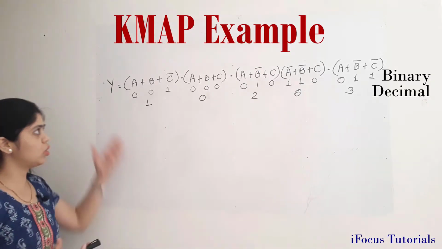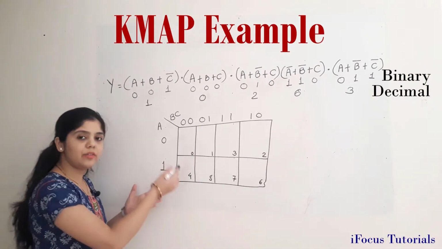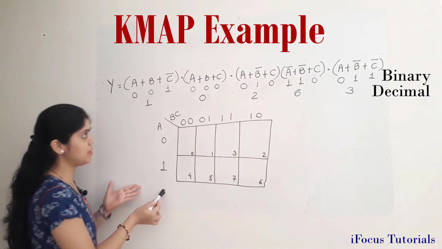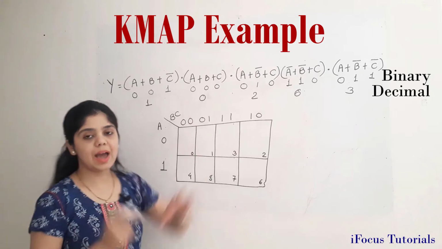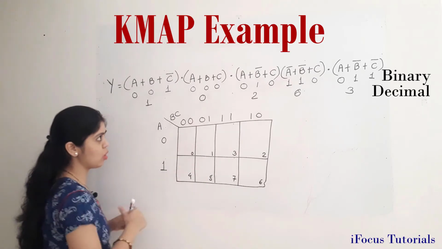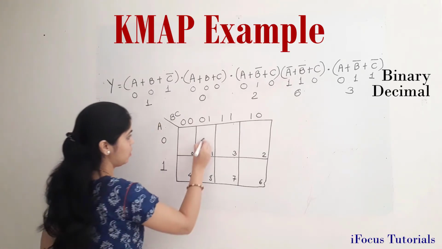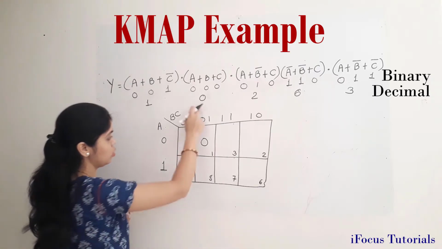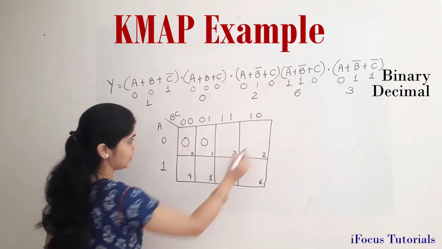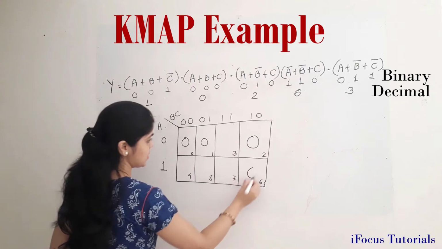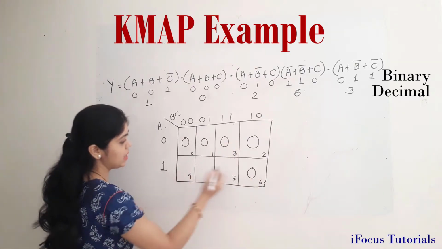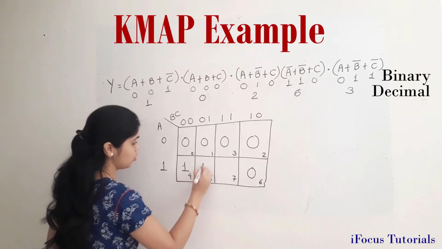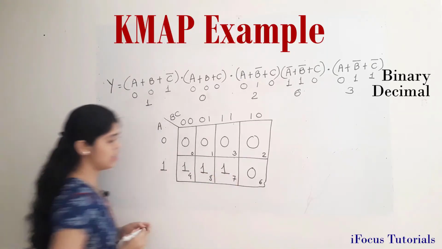So we will start drawing our KMAP. I have drawn a 3 variable KMAP here. Now we will represent these numbers as a 0 in the respective box numbers. First is 1, so 1 will be represented as 0, then 0, then 2, then 6, and 3. I will represent the remaining box numbers as 1. So here all the rest are 1.